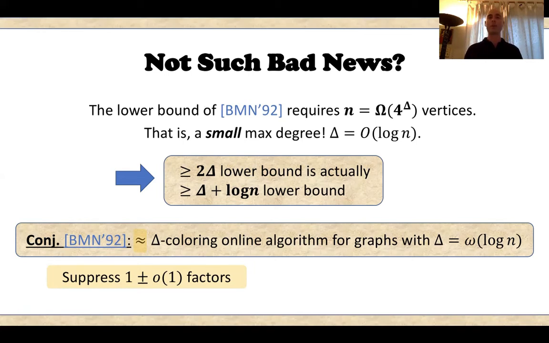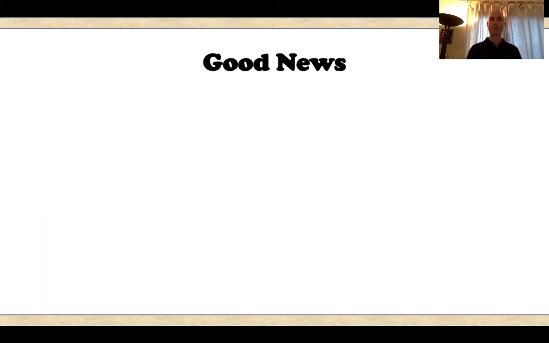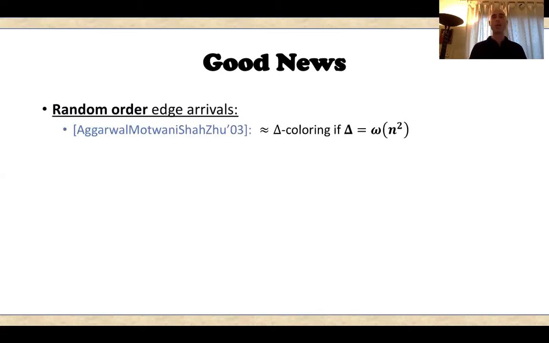And indeed, we've had quite a lot of good news on this front, with a lot of algorithmic results going closer and closer to this conjectured bound of Bernstein et al. So the first positive result was for random order edge arrivals. In FOCS '03, Aggarwal et al. showed that for a multigraph with maximum degree which is super quadratic in the number of nodes, one can obtain a roughly delta edge coloring under random order edge arrivals.